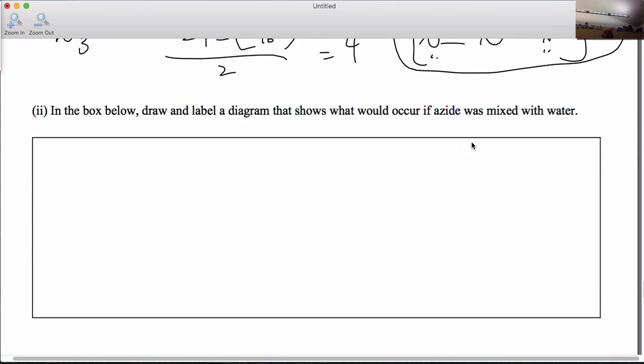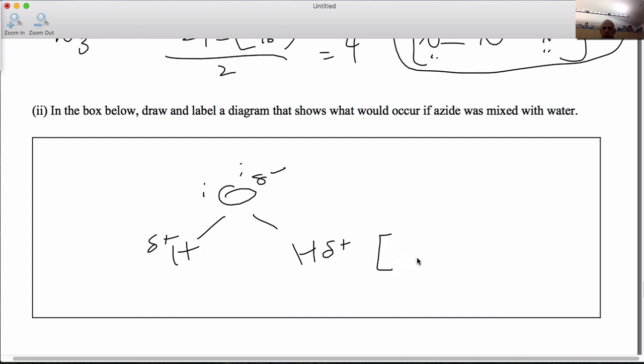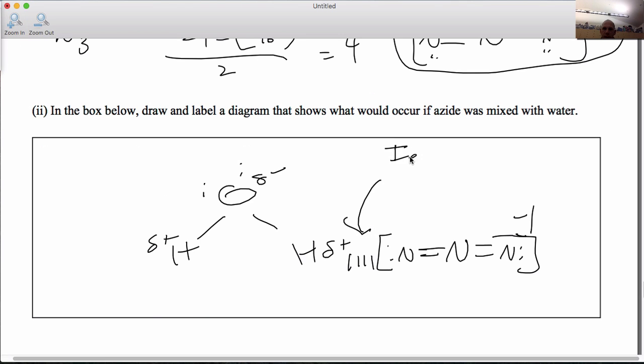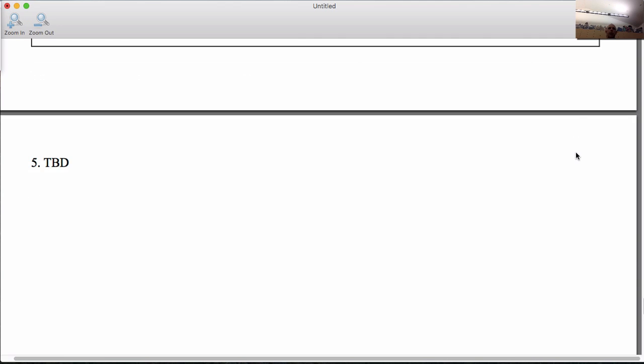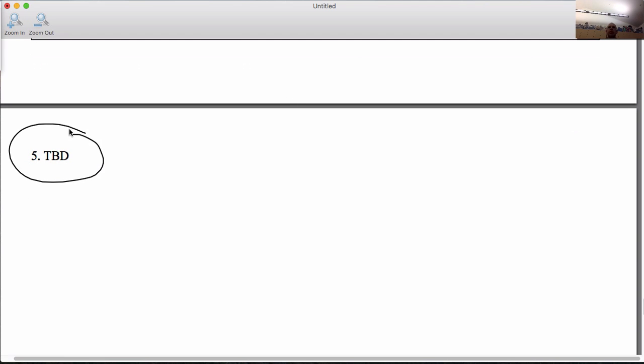So in the box below, draw and label a diagram that shows what would occur if it were mixed with water. So who's it going to go to? It's going to go right here, and bond right there. And we're going to call that an ion to a dipole IMF. All right, so we're going to do maybe one last topic. We'll see if we get there.